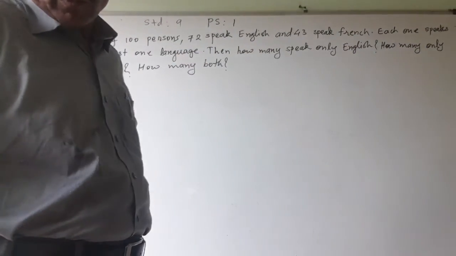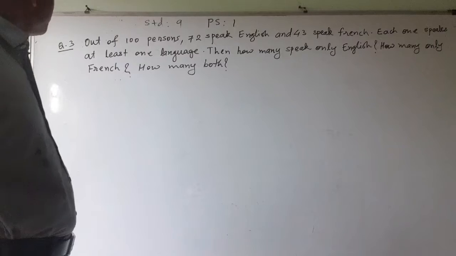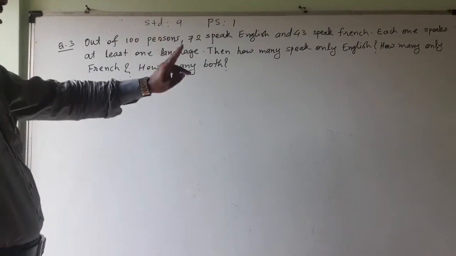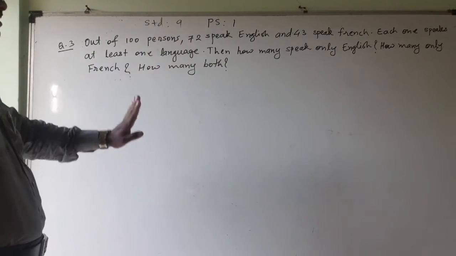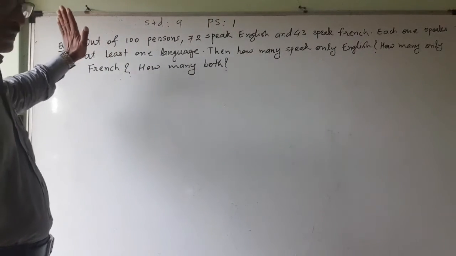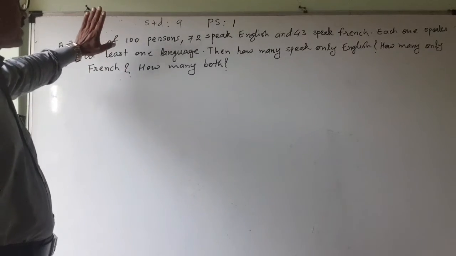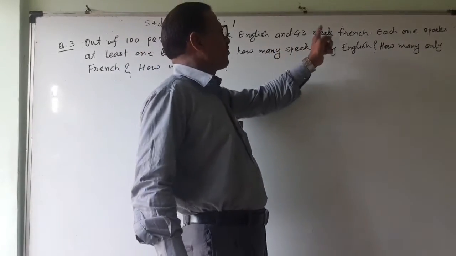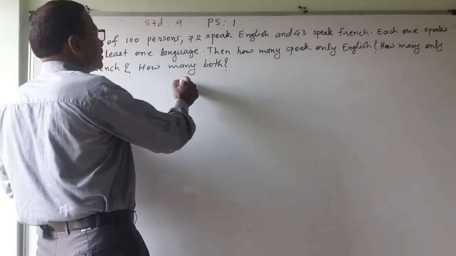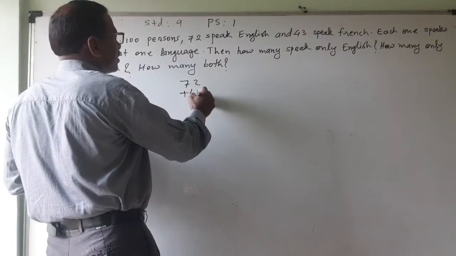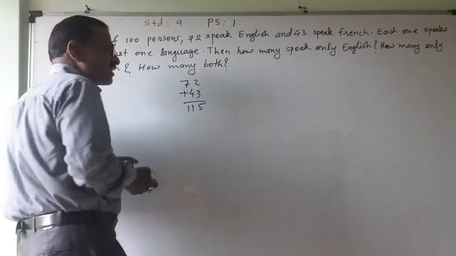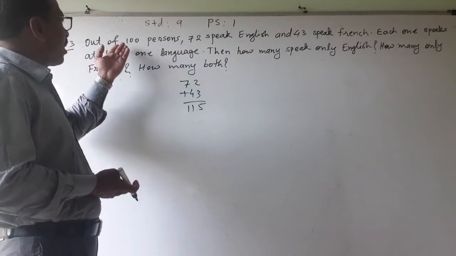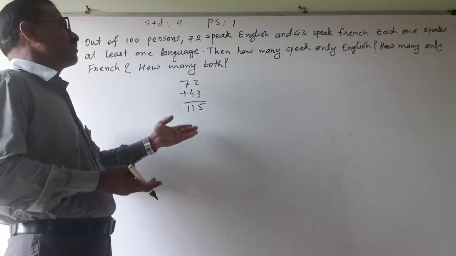So that sum itself, now I am taking: out of 100%, 72 speak English and 43 speak French. See this, out of 100%, it means total people are 100. 72 speak English and 43 speak French. If I do the total of this, 72 plus 43, 115 comes, and the people are 100.